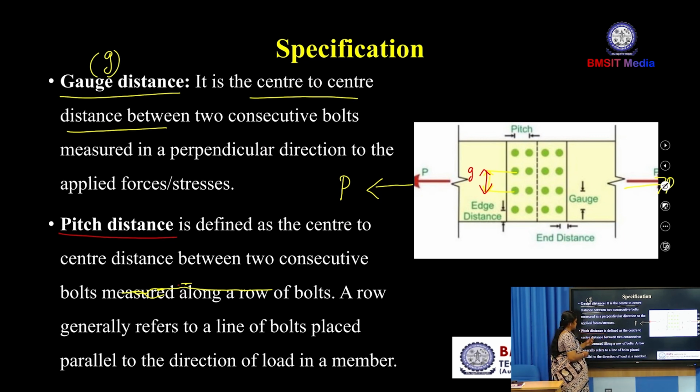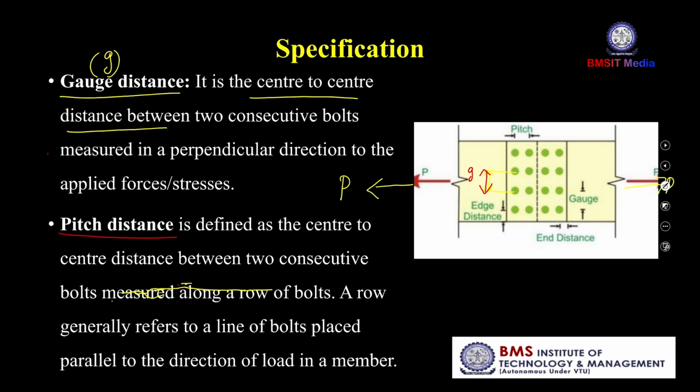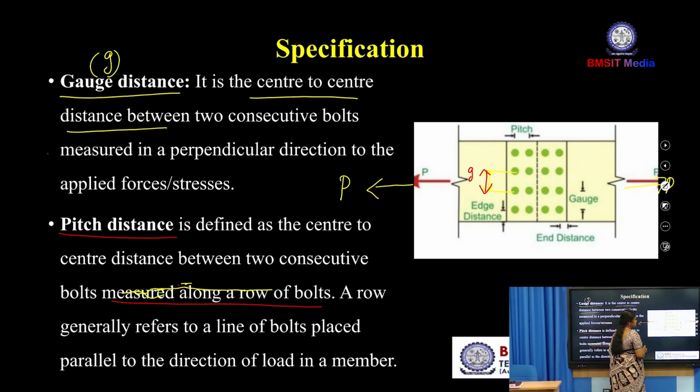It is defined as the center to center distance between two consecutive bolts measured along a row of bolts. Otherwise, measured in this direction, it is parallel to the applied force. The pitch distance means the center to center distance between the two bolts. For example, this is the center to center distance between the two bolts.